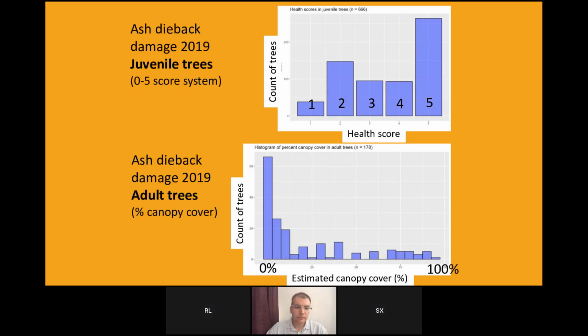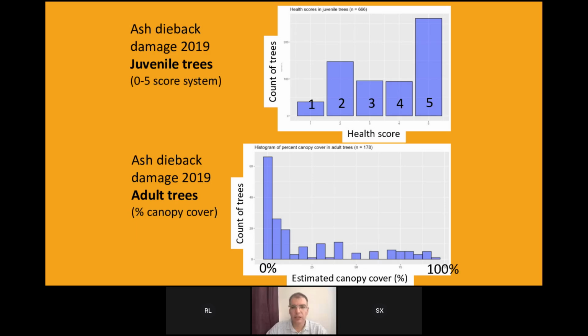Here's our ash dieback damage scores. For the juvenile trees, they were quite easy to assess. And we used a health score of 1 to 5, with 5 being more healthy trees and 1 being unhealthy trees. For the big trees, though, we couldn't use that scoring system. We just had to estimate the canopy cover, assuming that trees with a full complement of leaves, 100% canopy, were healthy, and trees that had lost lots of leaves were unhealthy.